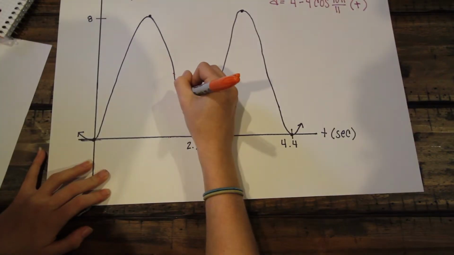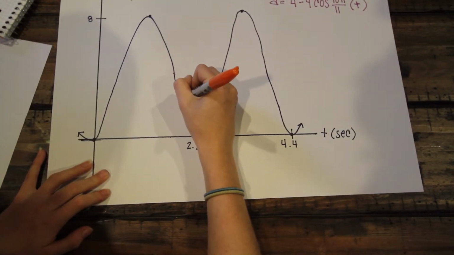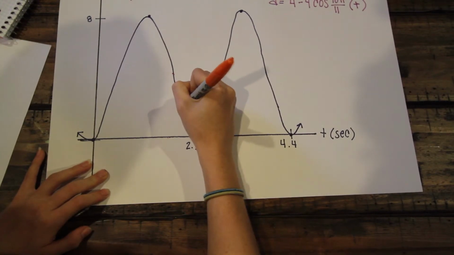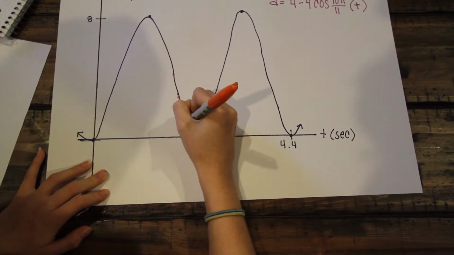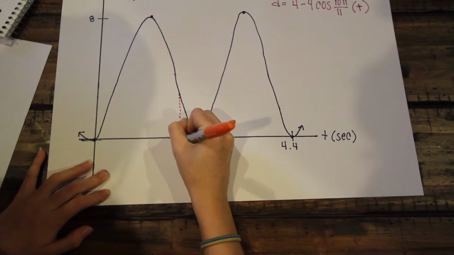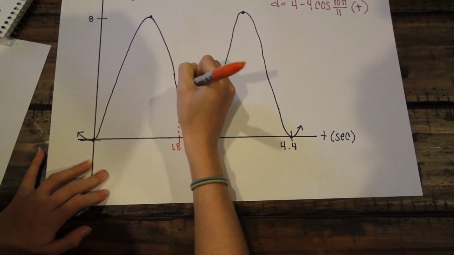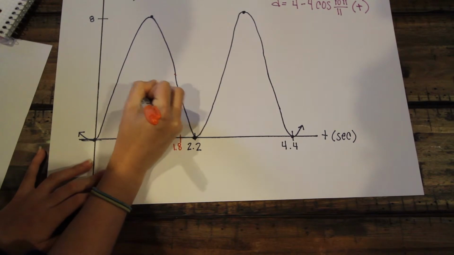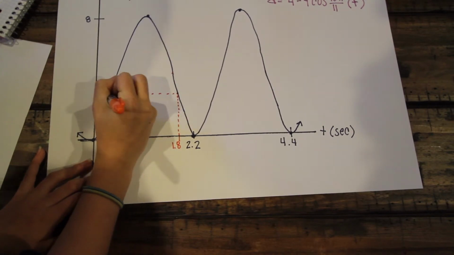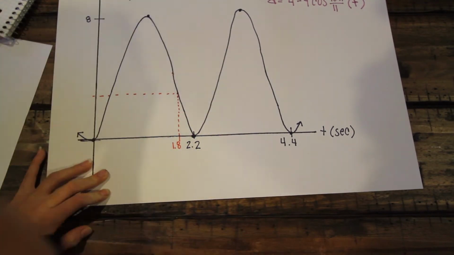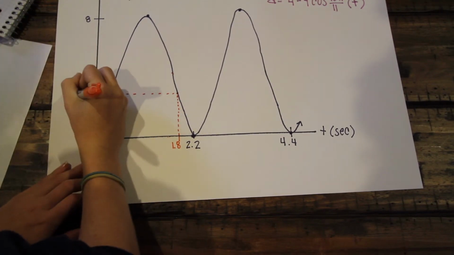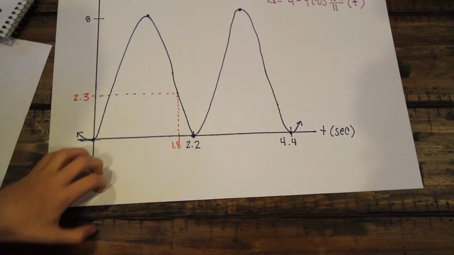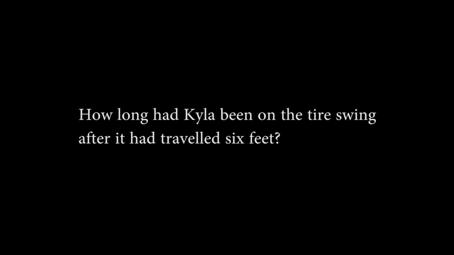Oh, and then to check our answer, we do the old drop-down lines. So we go to about 1.8 on our graph, and then we go down to the x-axis. And then to check our answer, we go over to the y-axis, which looks to be about 2.3 feet. And there you go.